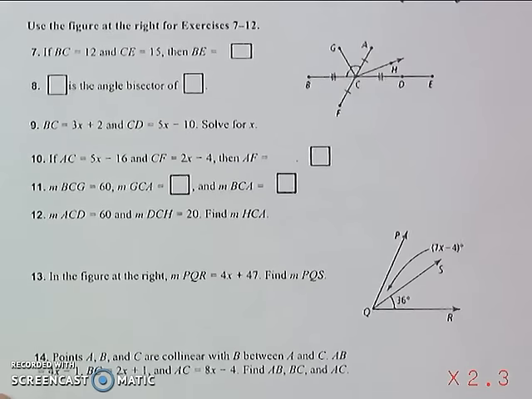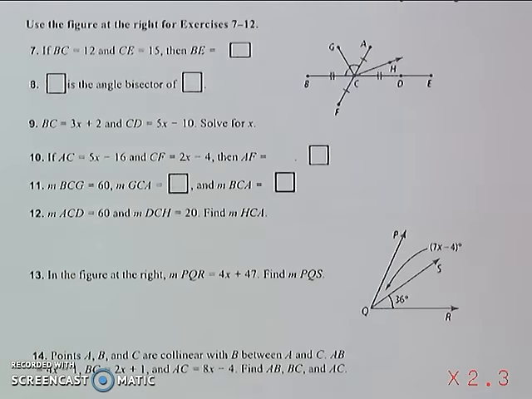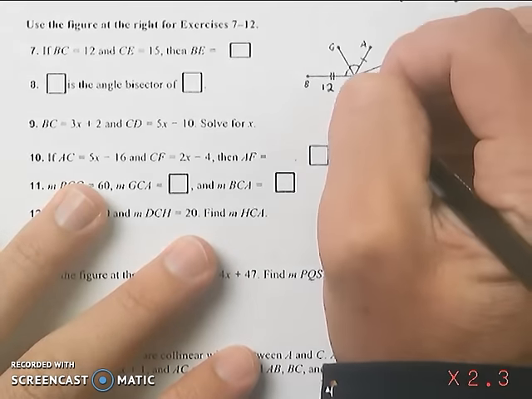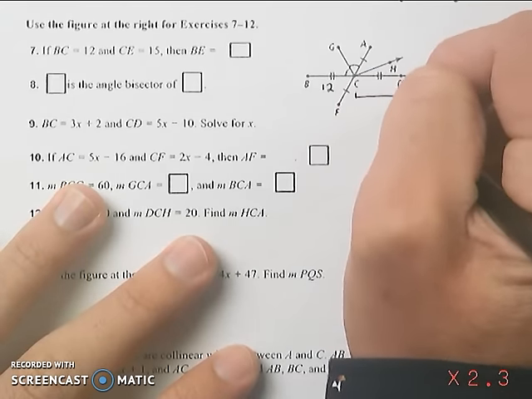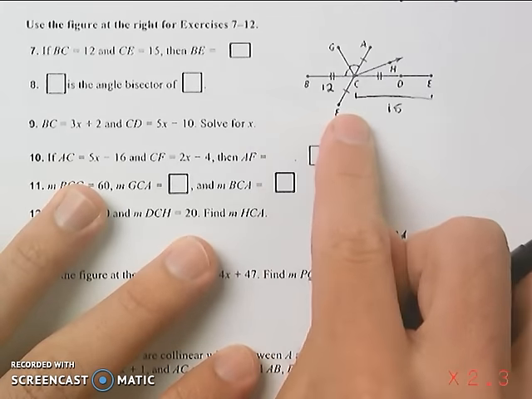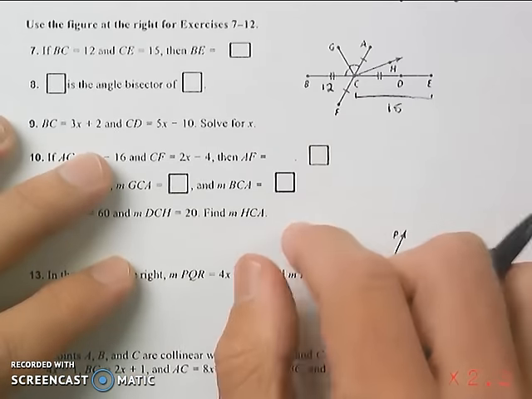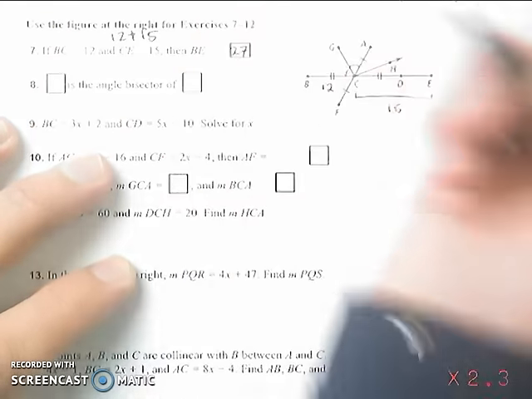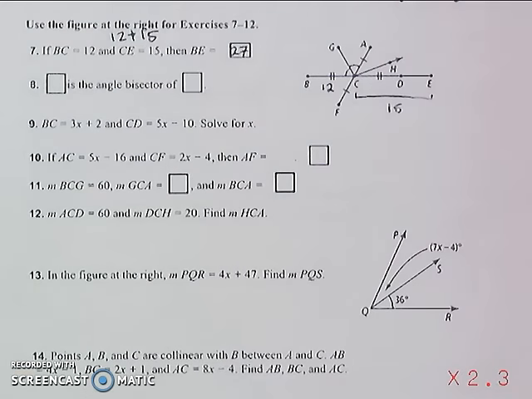Okay, so the next couple questions refer to this picture. So we're going to go ahead and draw some things into this picture to make it a little easier. BC is 12 and CE is 15. Then what is BE? Well, if BC is 12 and CE is 15, then the whole segment is going to be 12 plus 15. So we're going to add the 2 together and get the answer of 27. So 27 is the measure of our segment.